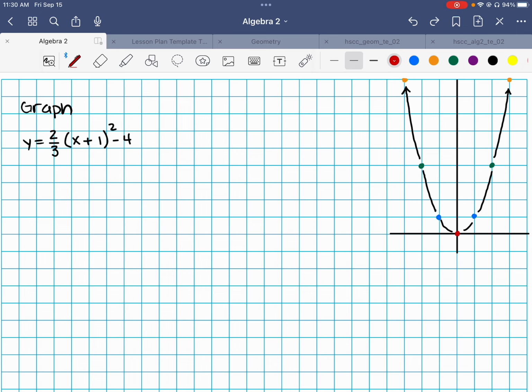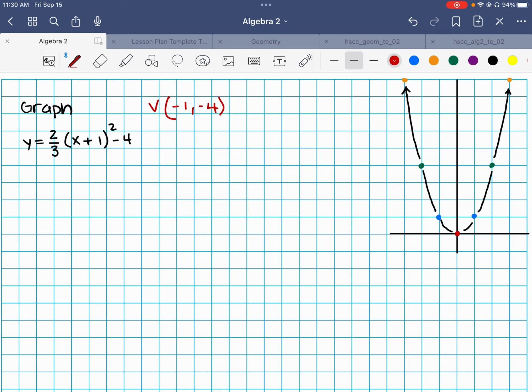So we start by finding the vertex. Now the vertex is located using those two values. So our vertex in this problem is going to be located at -1, -4. So we're going to make sure that when we graph it, it's at -1, -4.